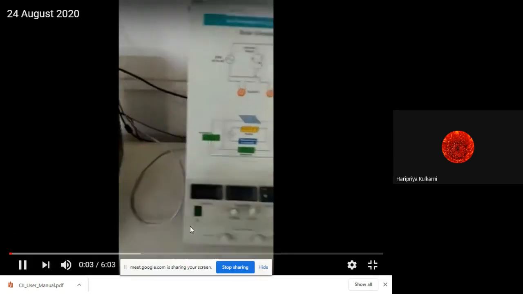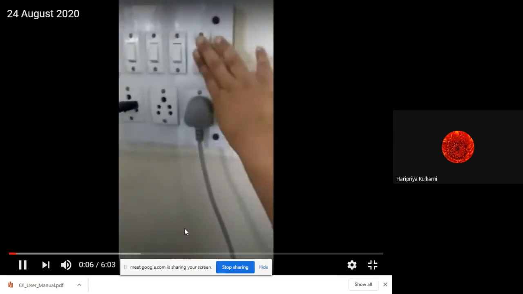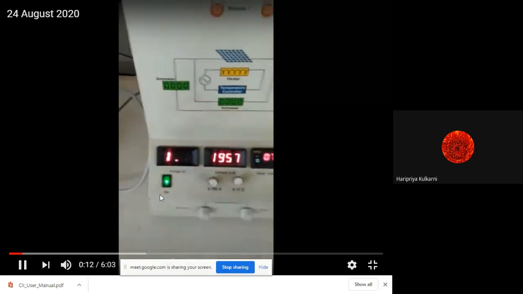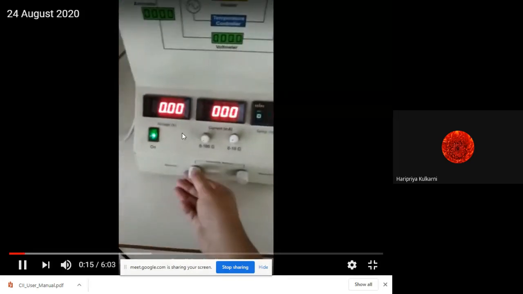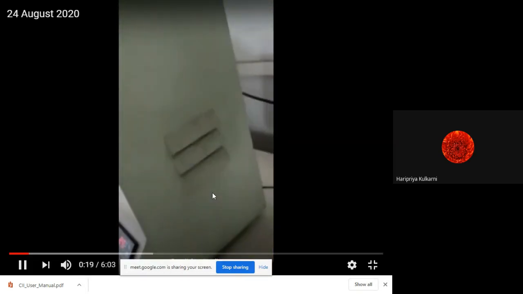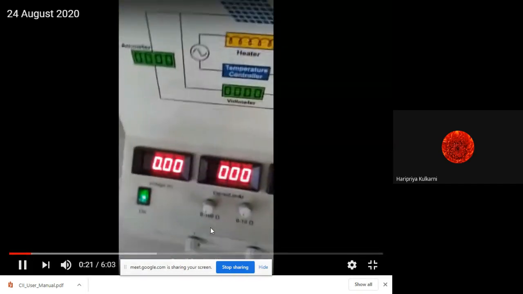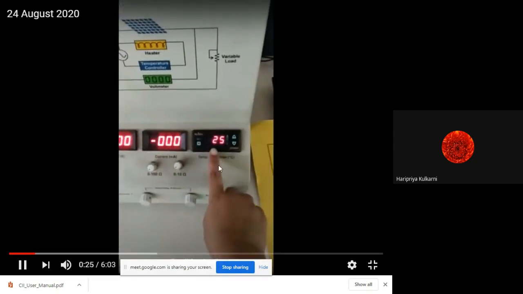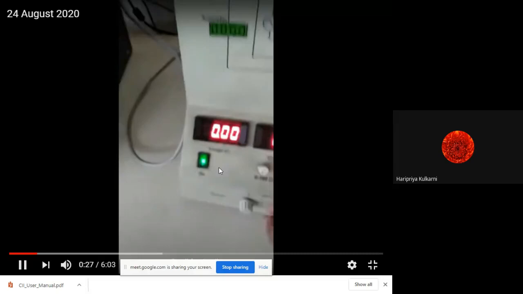So here is the instrument which we have seen last time. This is the input which we will switch on first. 230-volt AC supply is given to the kit. We'll switch on the supply for the kit. You can see the voltage and current. Current is in milliampere. So presently no sun is there, so we have not seen any light. And temperature is 25 degrees centigrade.